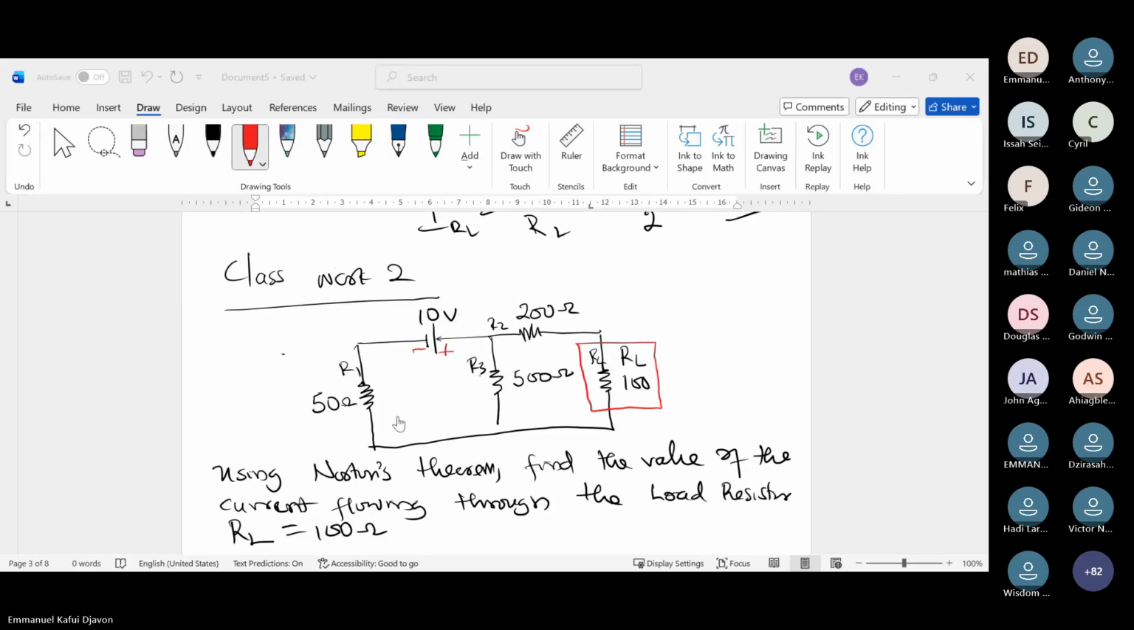We are going to take off the load resistor, that is the 100 ohm. Then you draw it. If we take off the load, it will now be left with the R3 and the R2. The R1 is at the other side.